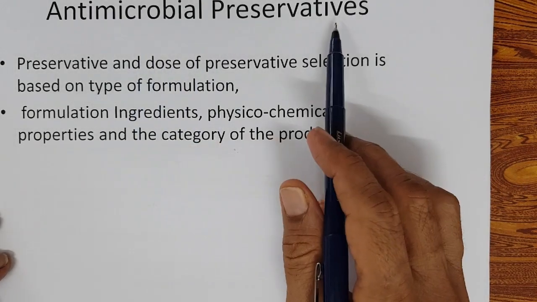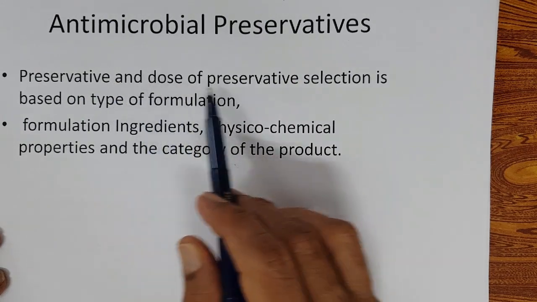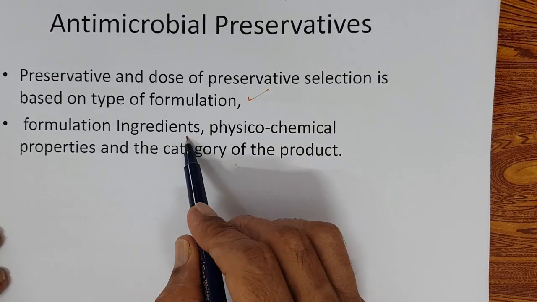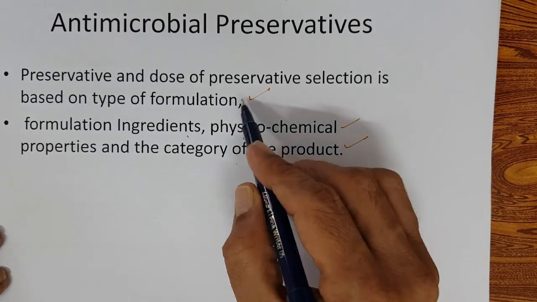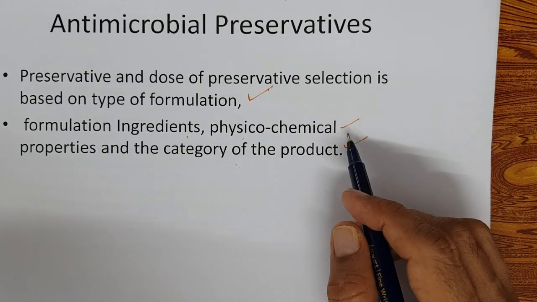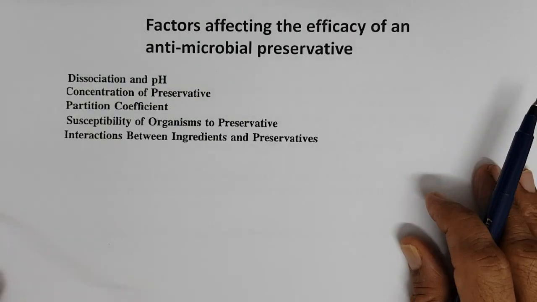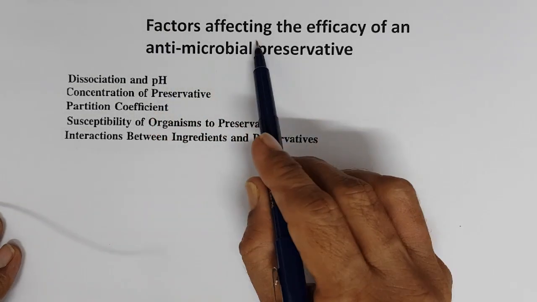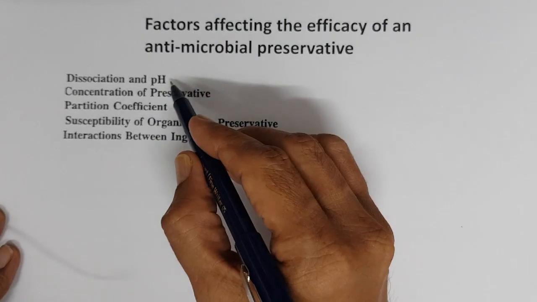See again, antimicrobial preservatives, and the dose of preservative selection is based on the type of formulation ingredients, physicochemical properties and the category of the product, whether it's a baby product or a deodorant or antiperspirant. The next important aspect we have to look at is the factors affecting the efficacy of an antimicrobial preservative. What are the factors?